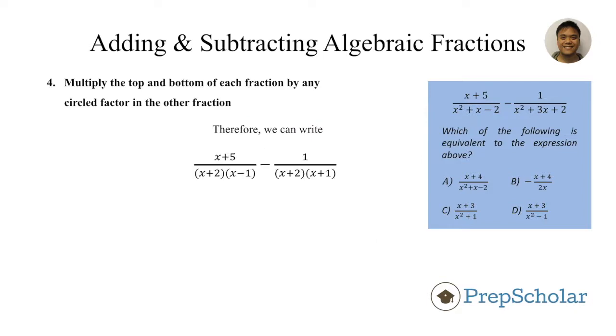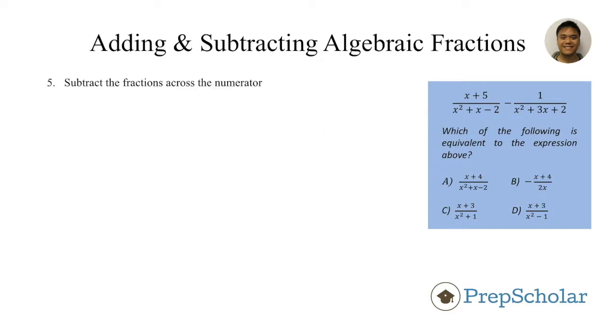Therefore, we can write x plus 5 over x plus 2 times x minus 1, minus 1 over x plus 2 times x plus 1. We can write that as x plus 5 times x plus 1 over x plus 2, x minus 1, x plus 1, minus x minus 1 over x plus 2, x minus 1, x plus 1. And now these fractions have the same denominator, like we just said. And so we can finally subtract our fractions.